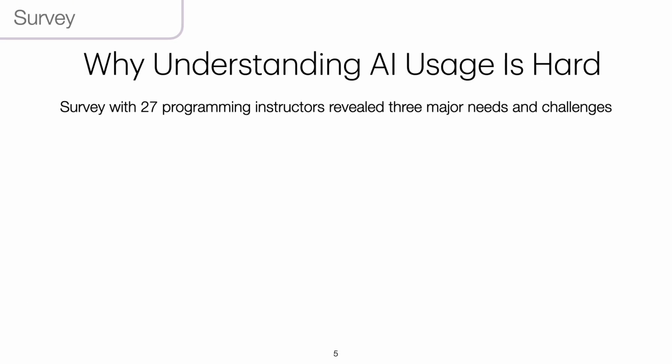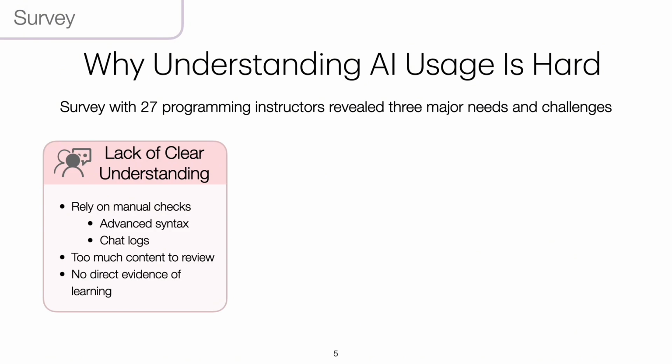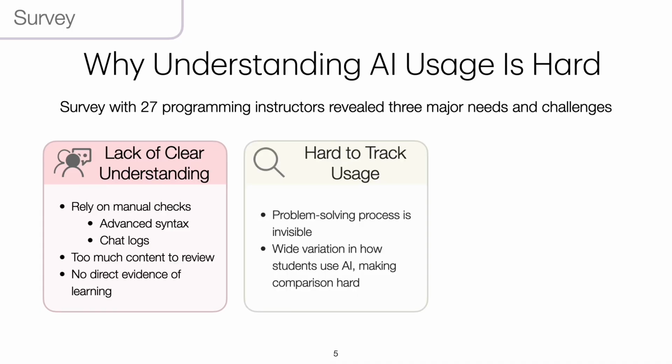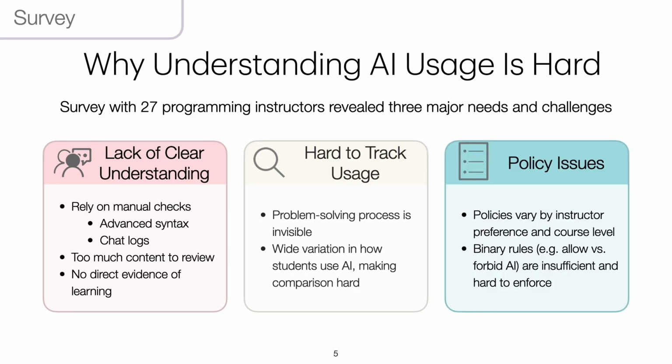The research gap aligned with what we found in a survey study with 27 programming instructors. First, instructors lack clear understanding. They often rely on manual checks and do not have direct evidence of learning. Second, tracking AI usage is hard. The problem-solving process is invisible, and there's wide variation in how students use AI. Third, AI policies are inconsistent. They vary by instructor and course, and simple binary rules like allowing or forbidding AI are insufficient and difficult to enforce.